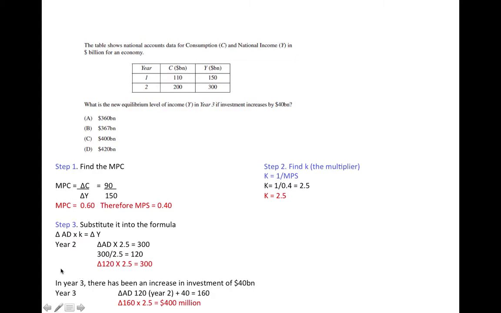All right, so in year 3, though, we know that there's been an increase in investment by 40 billion. So the change is increased by $40 billion. So what I'm going to do here is, year 3, the change in AD is 120, which was the change in year 2, remember? Plus 40 equals 160. So our new change in aggregate demand is 160. And if I substitute that into our formula, change of 160 times 2.5 gives us our answer of 400, that should be $400 billion.